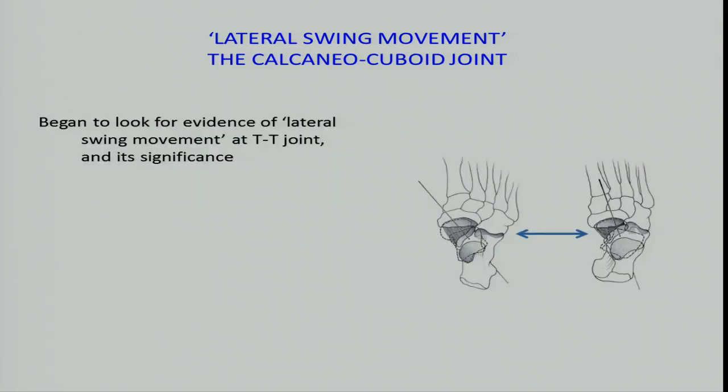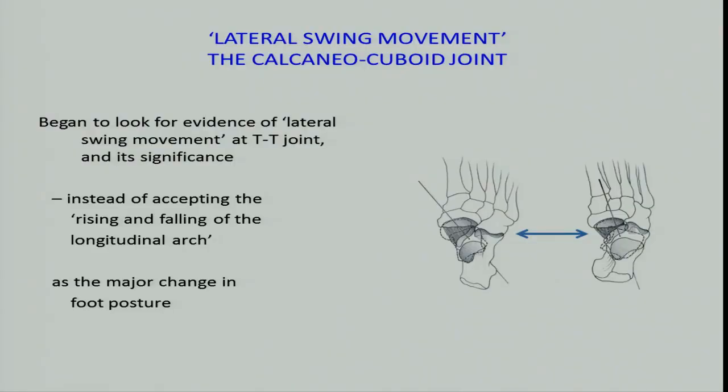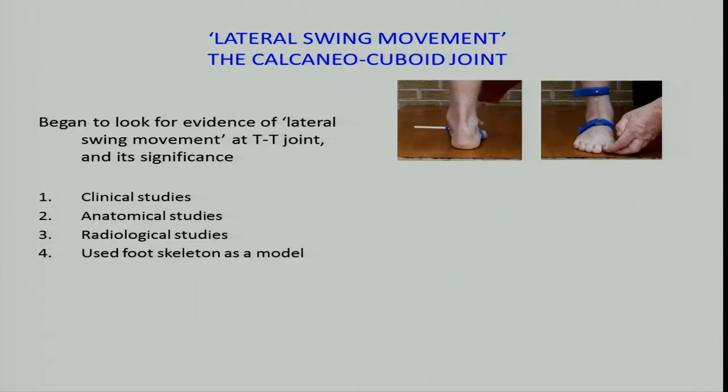So having had this brought to our attention very, very firmly, that there was this lateral swing movement, and it looked as though it probably did occur, we looked for it clinically and radiologically. We began to accept that rising and falling of the longitudinal arch was probably not the major change in foot posture. So we began to look for the evidence and the reasons and the mechanisms for lateral swing movement at the transverse tarsal joint.